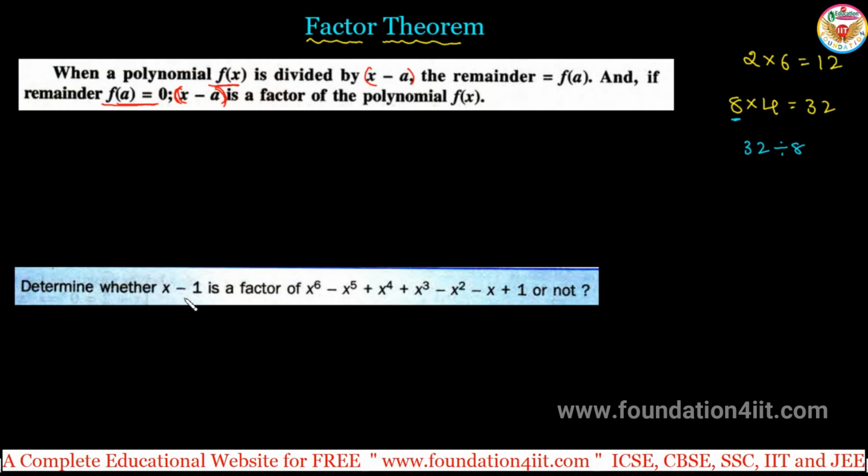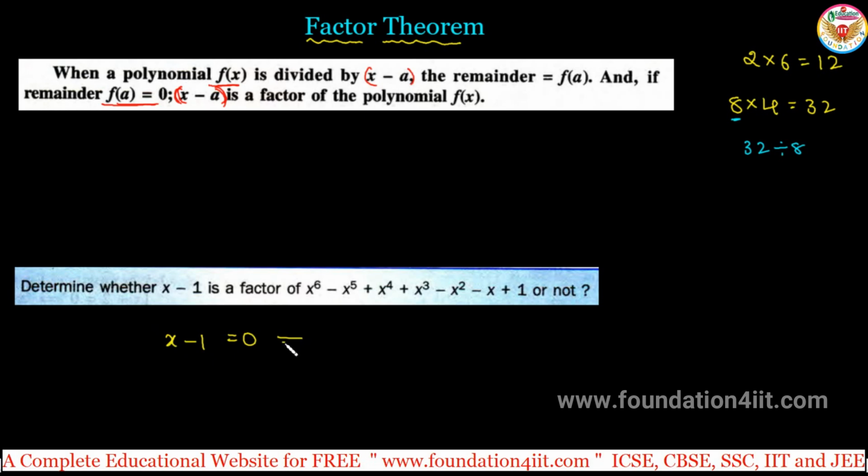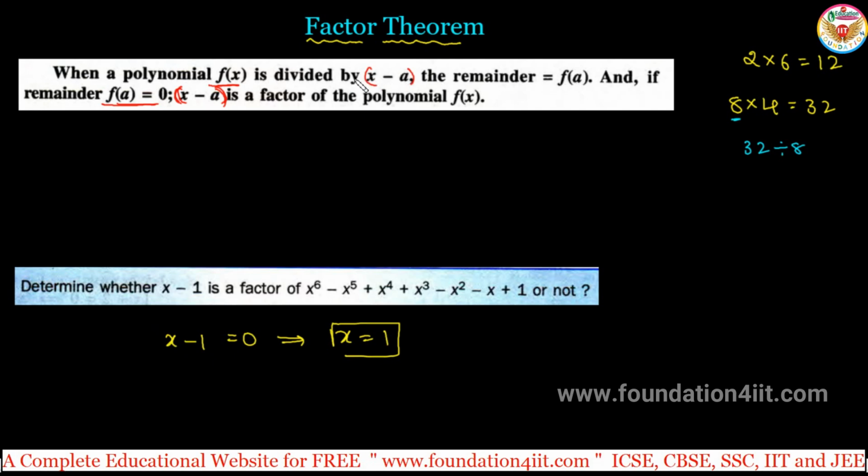Let us see here. First question, determine whether x minus 1 is a factor of this polynomial or not. So the remainder should be 0. Here is the given question. X minus 1, you first make equal to 0. From this, the x value is 1. The remainder is f of a. If the polynomial is divided by x minus a, then the remainder is f of a. If it is divided by x minus 1, then the remainder is f of 1. X is equal to 1 we got.